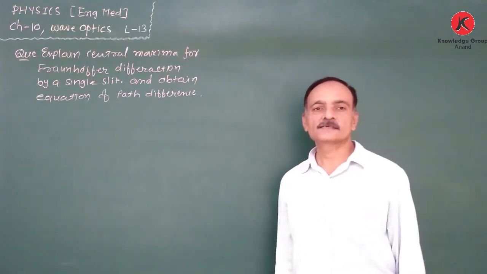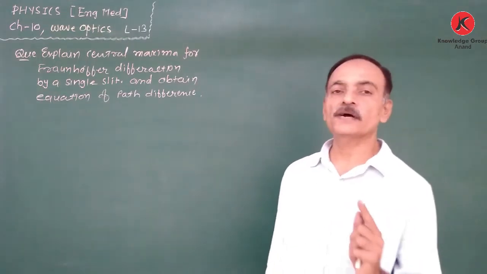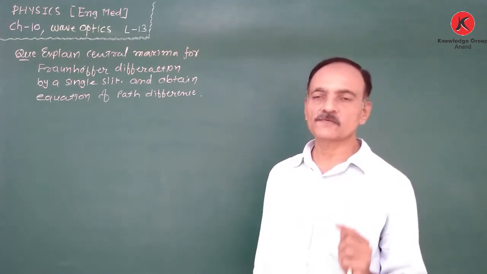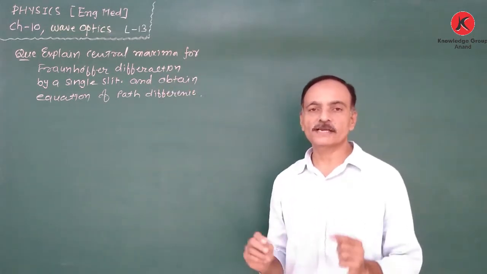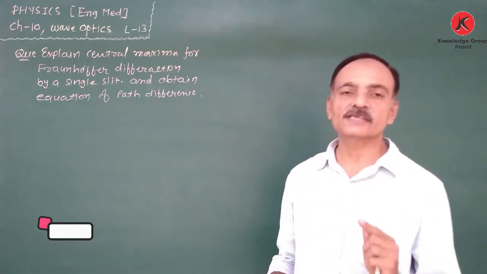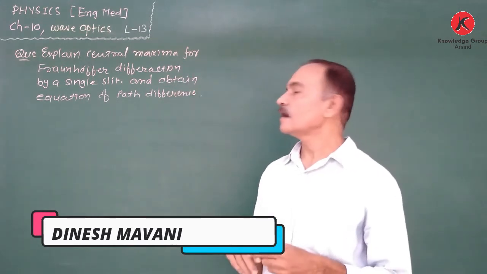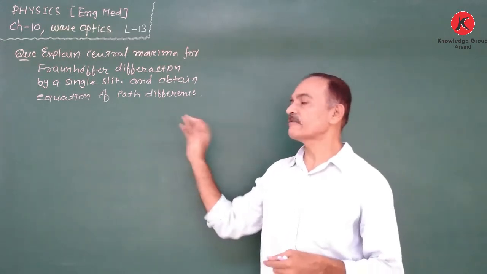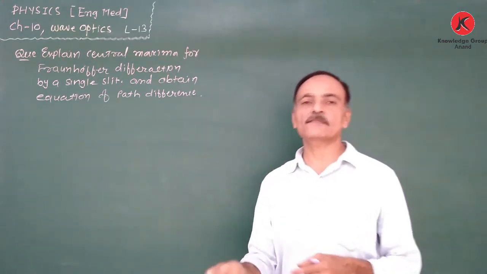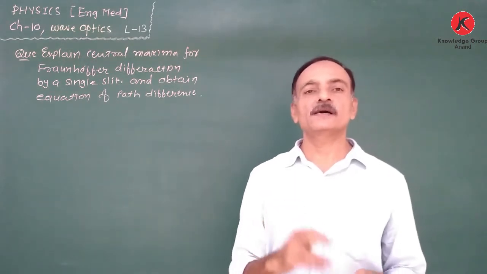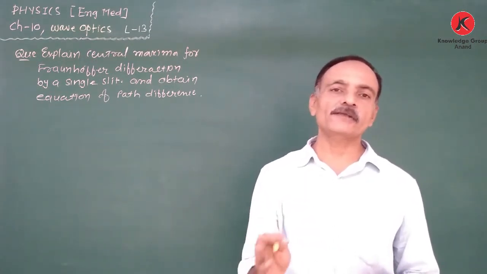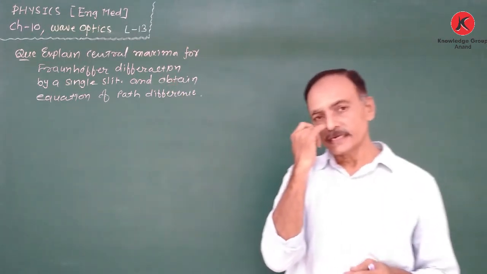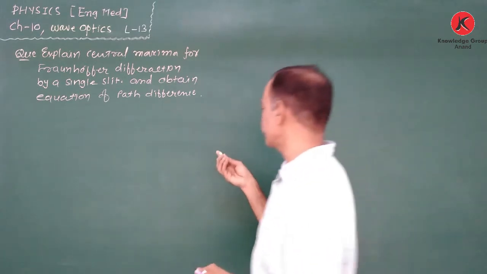Good morning, friends. We already discussed the Fraunhofer diffraction by a single slit and its arrangement. Now, today we are going to discuss the condition for central maxima and the equation of the path difference, and which type of fringes are obtained at a particular point of the screen due to the Fraunhofer diffraction. Again, we discuss the arrangement as shown in the figure.